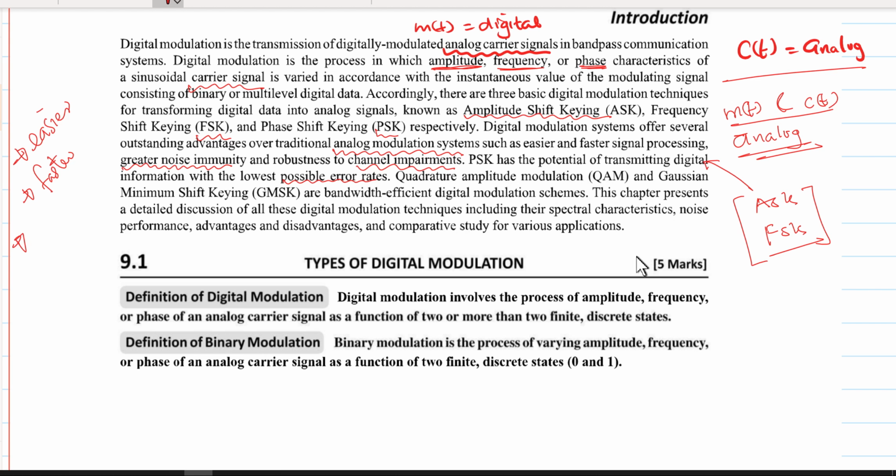So this chapter represents a detailed discussion of all these digital modulation techniques, including their spectral characteristics, their noise performance, and the advantages and disadvantages of each. We are going to be doing some comparative study on how they are applicable in different applications.